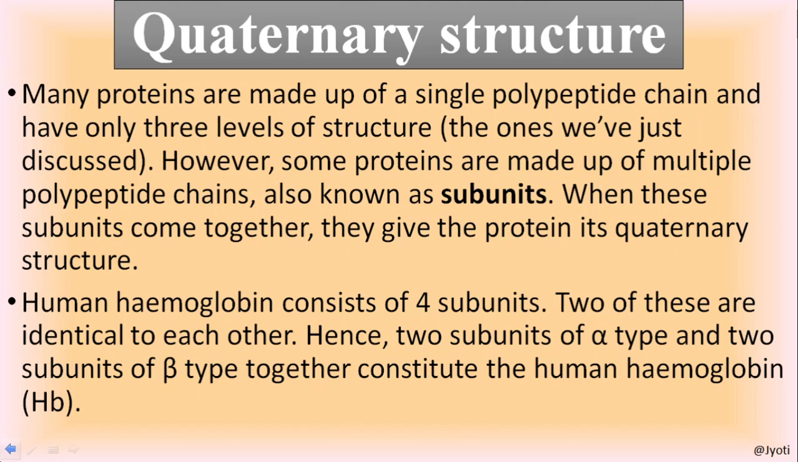Then the last one is quaternary structure. This is made up of more than one polypeptide chain, and each polypeptide chain is called a subunit. When all these subunits come together, they give the protein a quaternary structure. For example, human hemoglobin consists of 4 polypeptides, meaning 4 subunits, out of which 2 are alpha type and 2 are beta type.